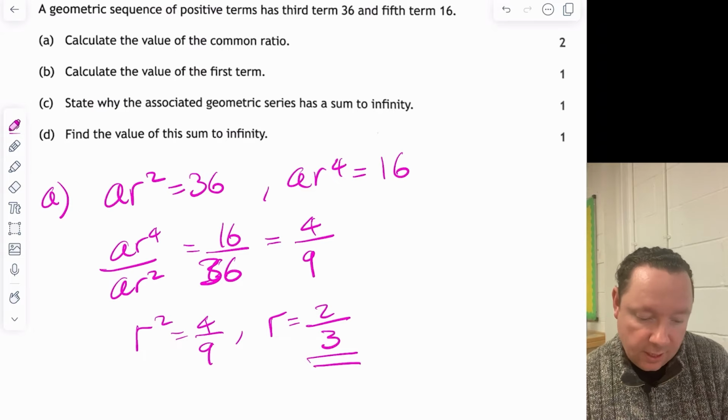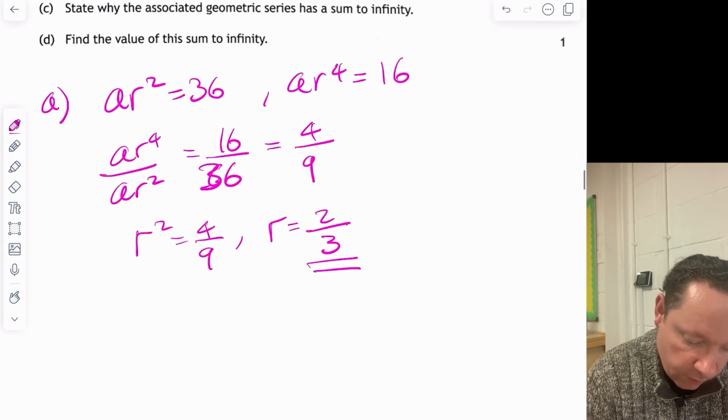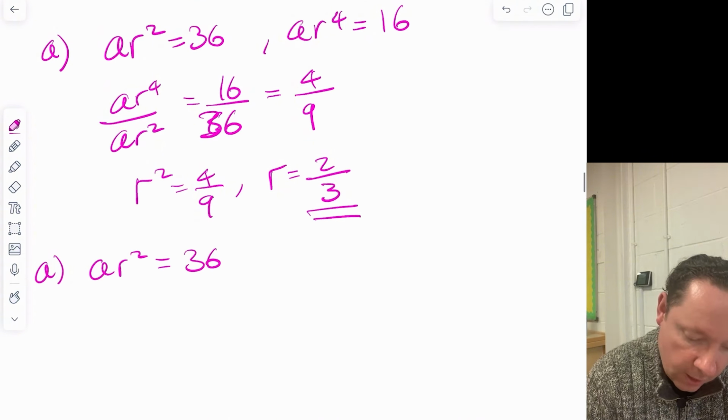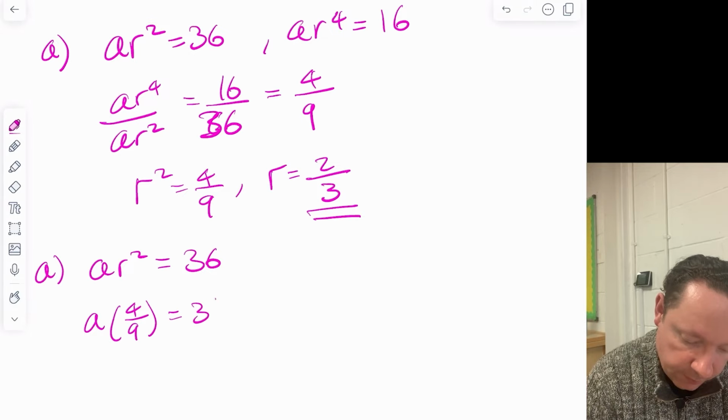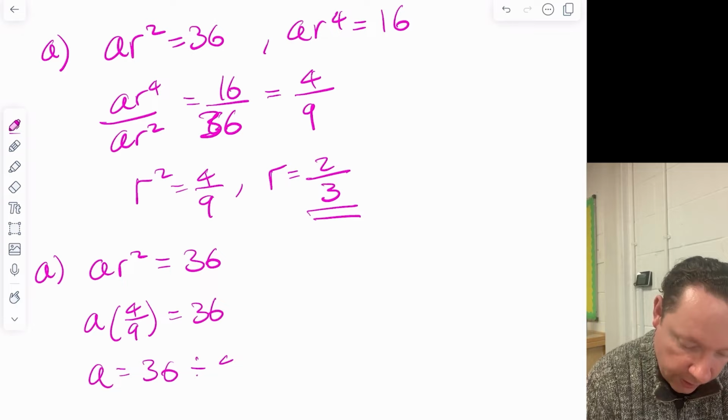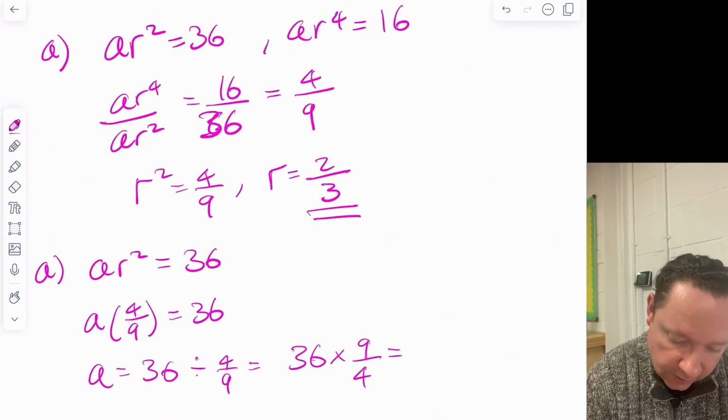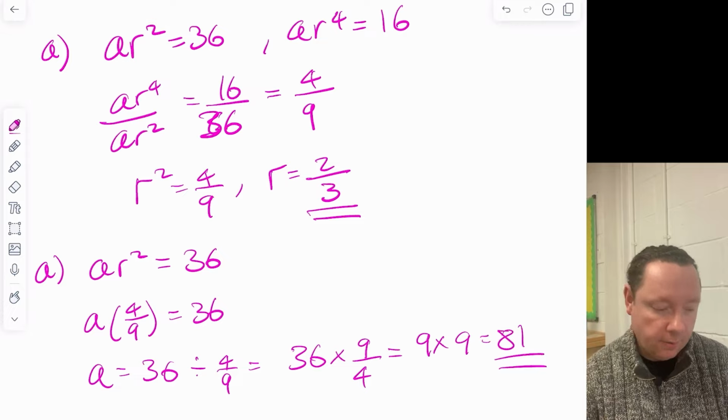Part B says, calculate the value of the first term. Well, the first term is a. So, just using ar squared equals 36. a times 4 9ths, because that's r squared, equals 36. So, a equals 36 divided by 4 9ths. 36 times 9 quarters. Well, 4 9s is 36, so that's 9 times 9, which is 81. So the first term is 81.